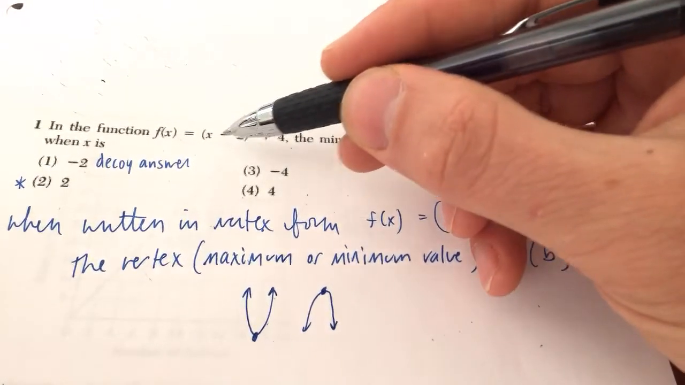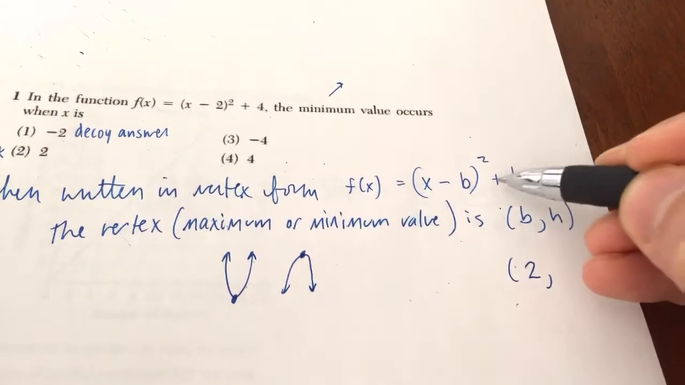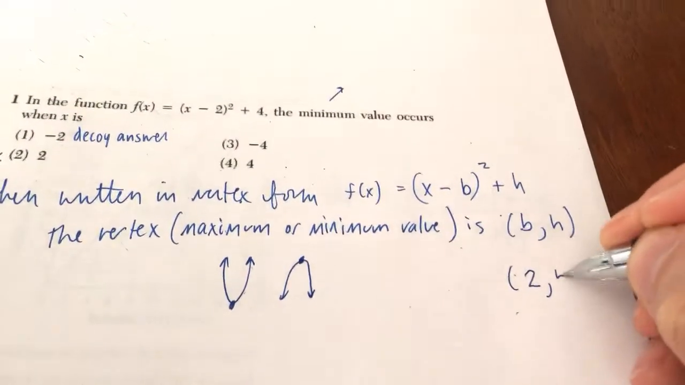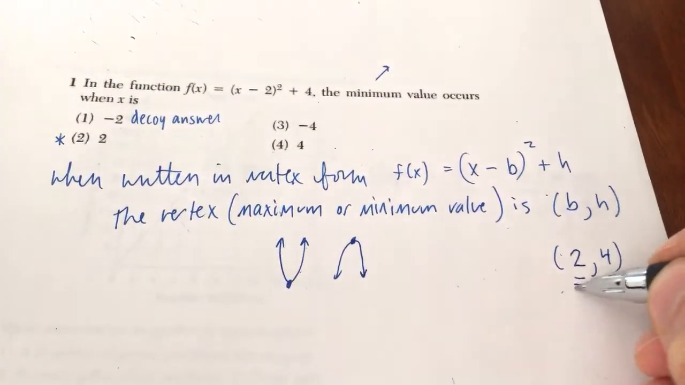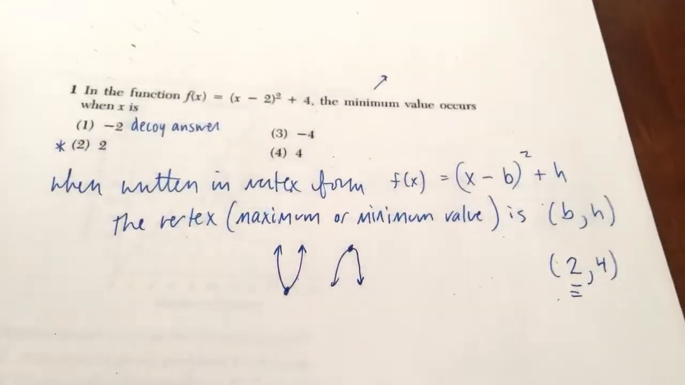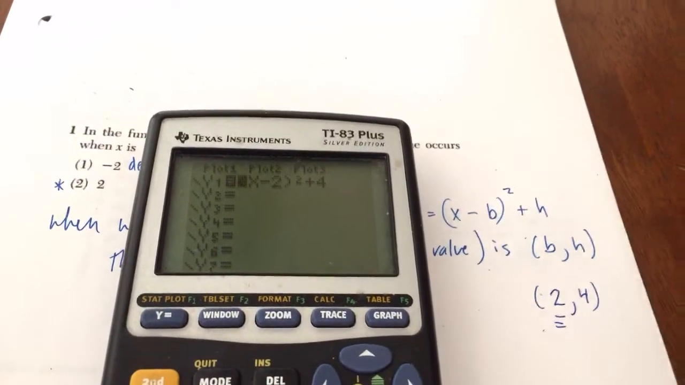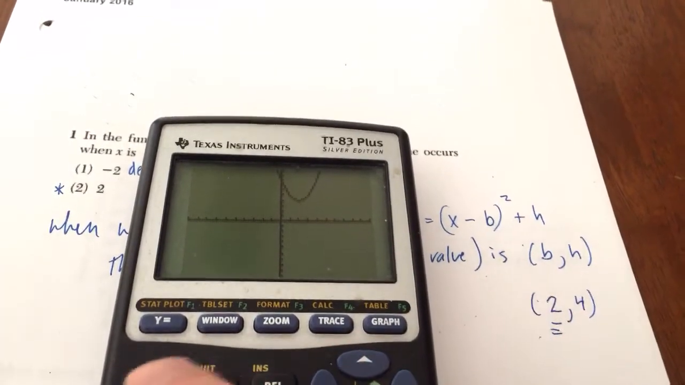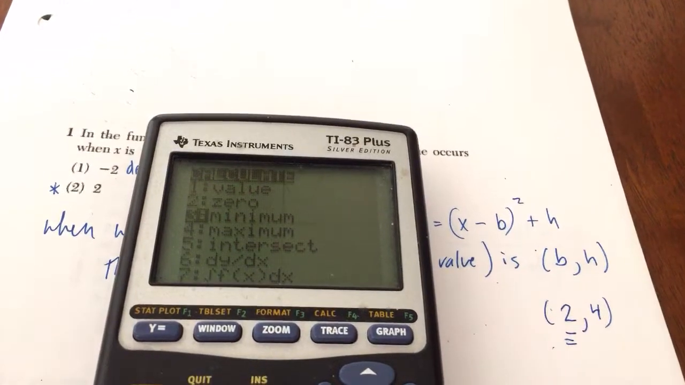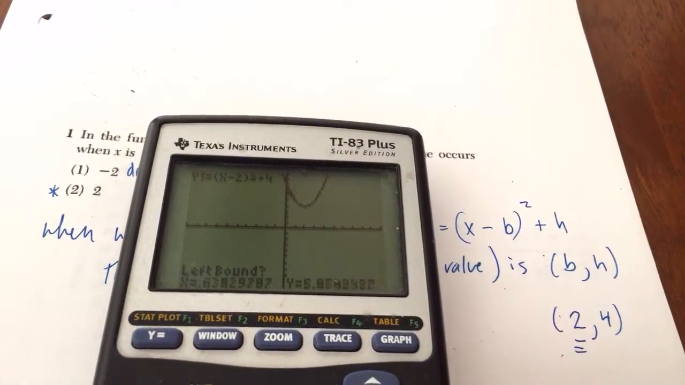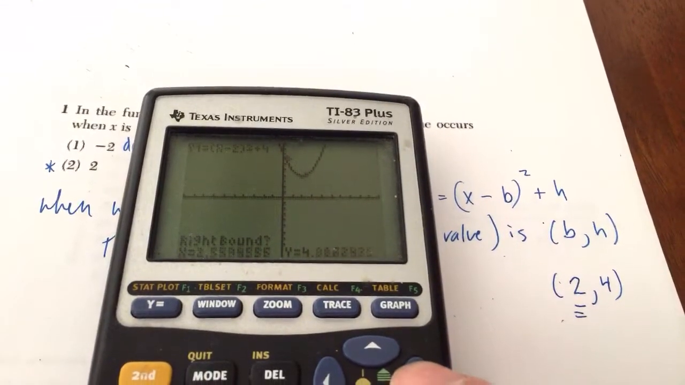So for example, if it says x minus 2, then the vertex's x-coordinate is 2, and whatever the plus part is gives the y-coordinate, so the vertex is the point (2, 4). So the minimum value occurs when the x value is 2. An alternate way you can solve it is by putting it into your calculator, graphing it, and then going to the calculate menu, going down to minimum, moving your cursor to the left and the right of your lowest point.